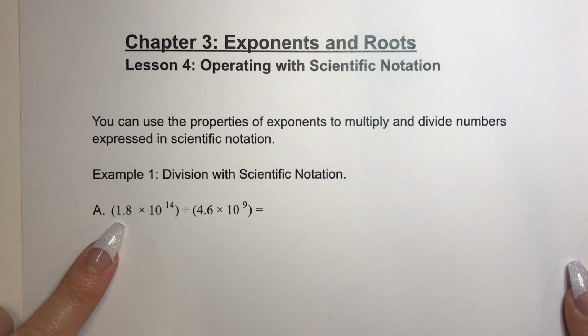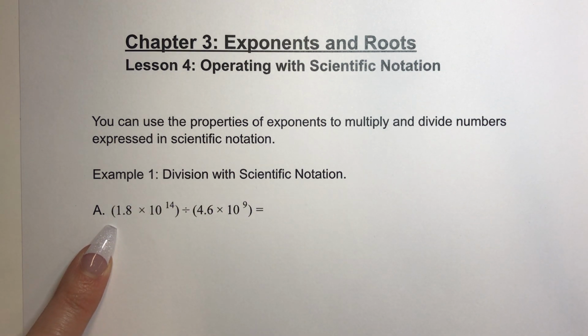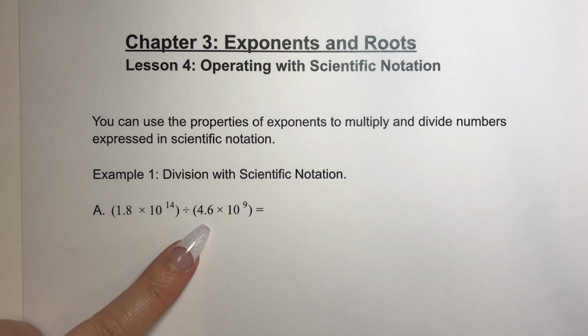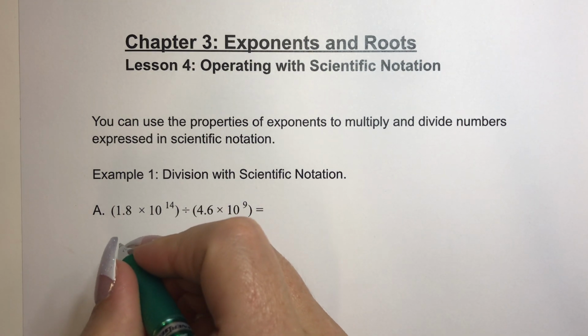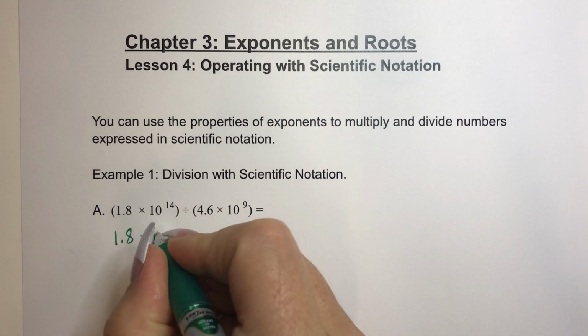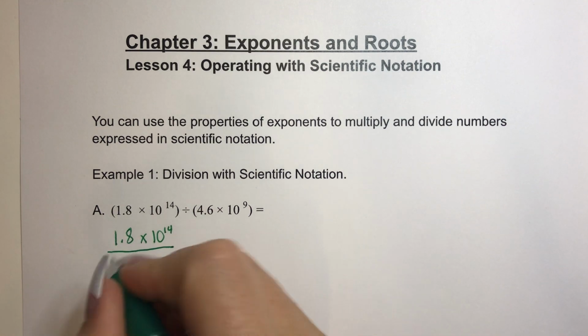So we have this right here with example 1. This is division with scientific notation: 1.8 times 10 to the 14th divided by 4.6 times 10 to the 9th. So that looks like this. And instead of using this division symbol, I'm going to use this division symbol.